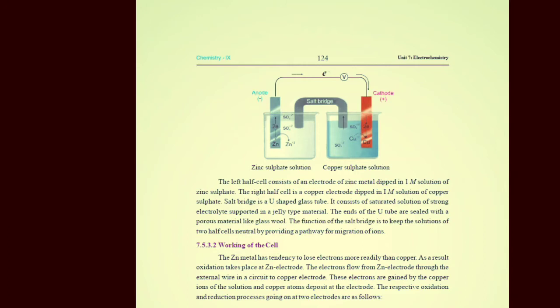First of all, what happens is that zinc will convert into Zn2+ by giving 2 electrons, and this electron will migrate through the external circuit towards the cathode. Now, oxidation is the removal of electrons, and reduction is the addition of electrons.